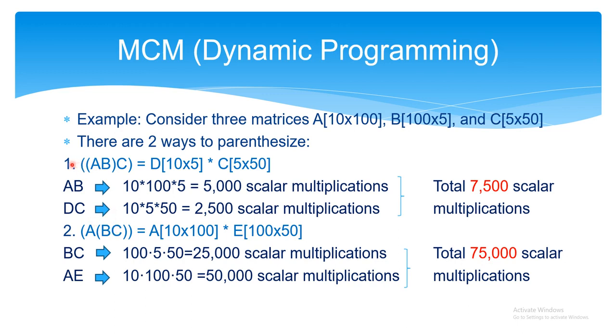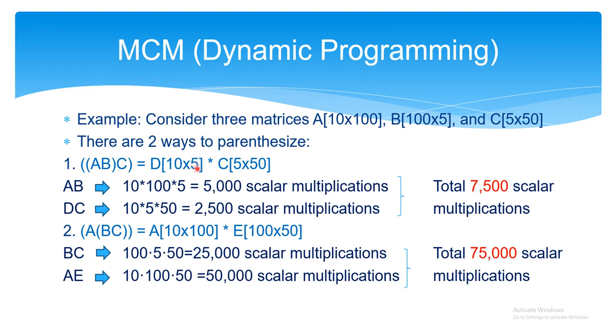So if I use the first way and multiply A with B, the number of scalar multiplications is going to be equal to 10 into 100 into 5, right? Because it is equal to PQR, where P cross Q is the dimension of the first matrix and Q cross R is the dimension of the second matrix. So here a total of 5000 scalar multiplications I require. The resultant matrix D would be of size 10 cross 5. Again I need to multiply it with C. You see, this dimension compatibility has to be there.